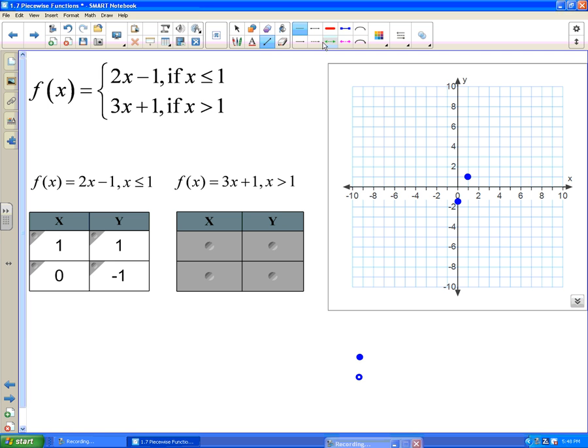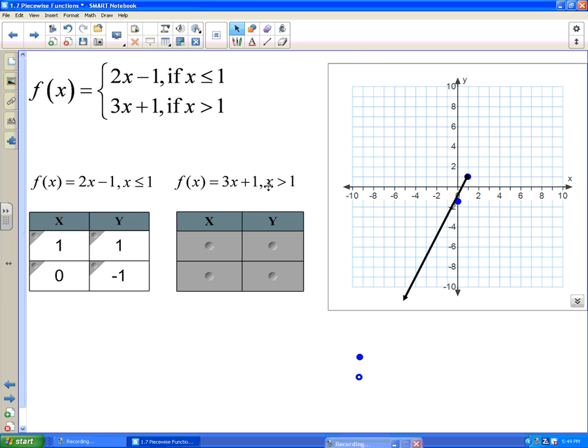Now, I want you to notice, when I connect my dots, this says this function is true whenever x is less than or equal to 1. So when I draw my line, only one end of the line is going to have an arrow. That's because this function is defined only for x's beginning with 1 and less than 1, so 1, 0, negative 1, negative 2, and so on. It's not defined on the right-hand side, so there's not going to be an arrow on that side.